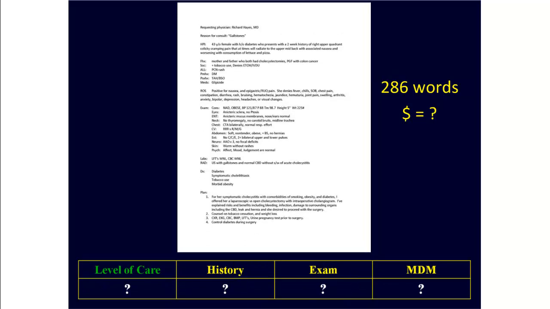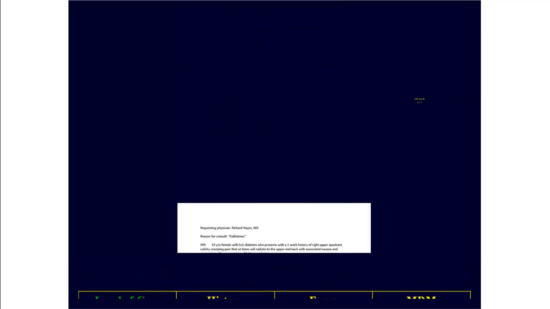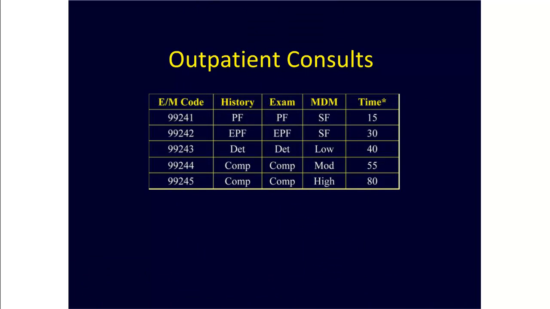This is an outpatient consult submitted by a surgeon. It contains 286 words. To figure out what it's worth, we need to determine the level of care by taking apart the history, the exam, and the medical decision-making, and plugging that information into this table, which shows the documentation requirements for outpatient consult services.